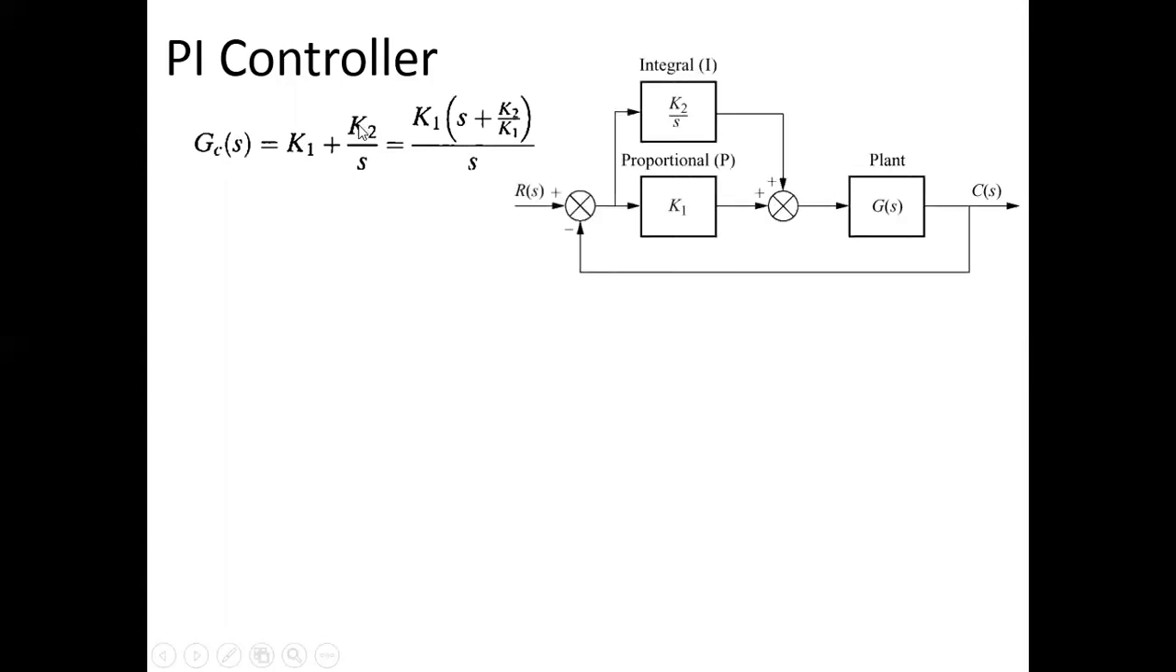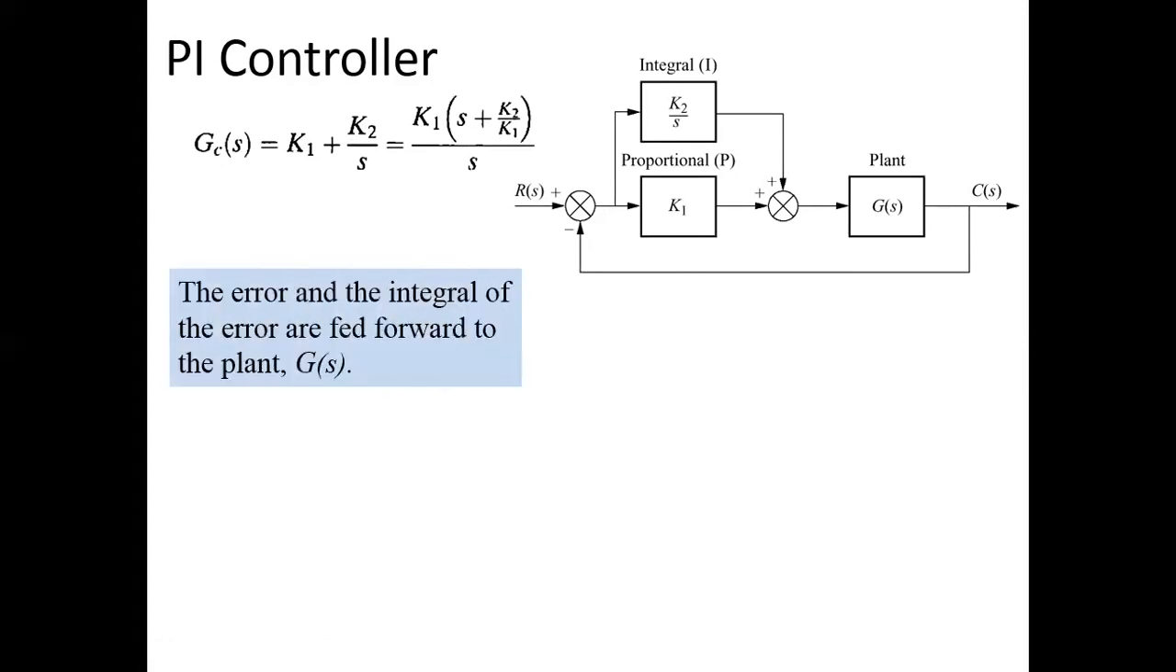The next controller is the PI controller. The PI controller uses both proportional and integral control. This is the gain of the proportional controller and this is the gain of the integral controller. So P and I are connected in parallel. The error and the integral of the error are fed forward to the plant.